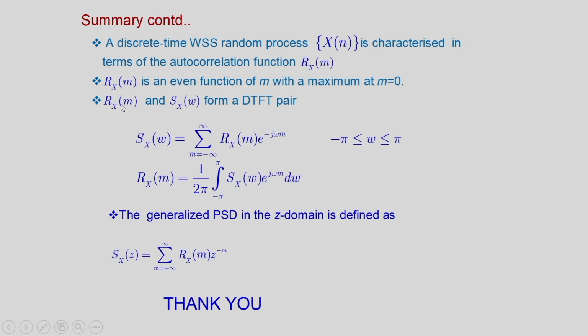Then this is the Wiener-Khinchin theorem for a discrete time random process: the autocorrelation function and power spectral density form a DTFT pair, that is, Sx(omega) is the discrete time Fourier transform of the Rx[m] sequence. Similarly, Rx[m] can be found from the PSD by this expression. And in signal processing, the generalized PSD is useful. It is given by the Z transform of the Rx[m] sequence, and when we put z equal to e to the power j omega, we get the power spectrum, that is, Sx(omega). We also gave one example to illustrate how Sx(z) can be obtained from Sx(omega).